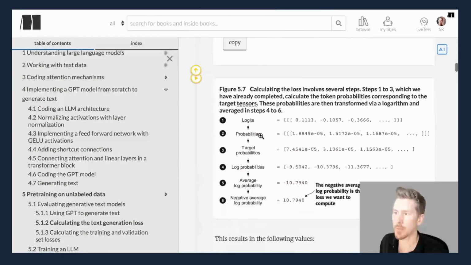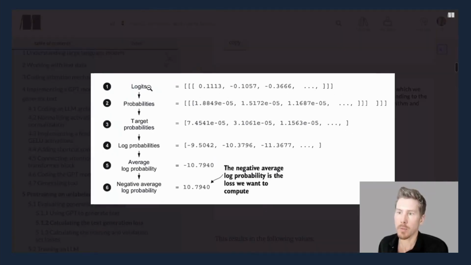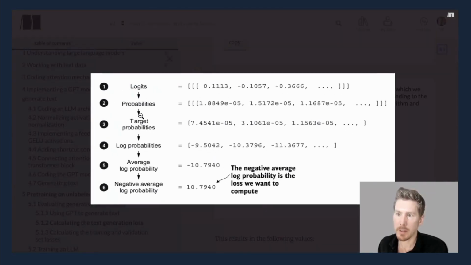One moment here. So what we have done so far is we went from the logits to probabilities to get the probabilities corresponding to the target token IDs. We converted them to log probabilities. Then we computed the average, and then we computed the negative log probability. So just in a more cleaner layout, these are the steps. And you can see that's the same number we got. We applied these different steps one at a time to get the cross entropy loss.